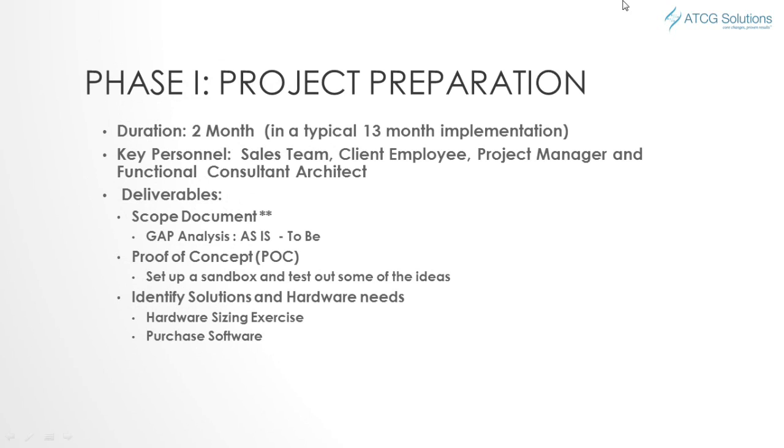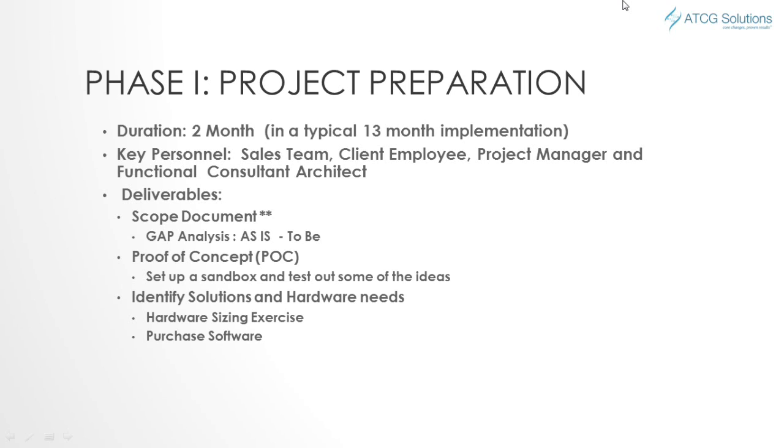Now we will go into details about each phase and what to expect in each phase and the duration of each phase. Phase 1, project preparation. In a typical 13-month implementation, it takes 2 months. The key personnel involved in project preparation are the sales team, the client employee, project manager, functional consultant, and architect.